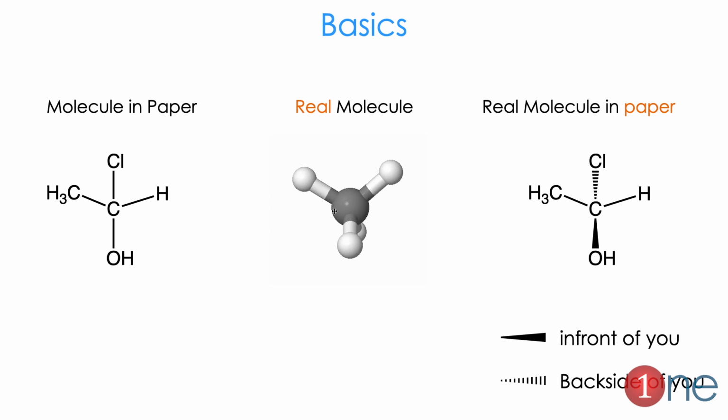How do you represent the 3D image on paper? Normally we use the wedge and dotted wedge structure. A wedge means the dark line, which means the atom is towards you. The dotted wedge means the atom is away from you or behind you. So a solid wedge means the front one, a dotted wedge means the backside one. You should know that.